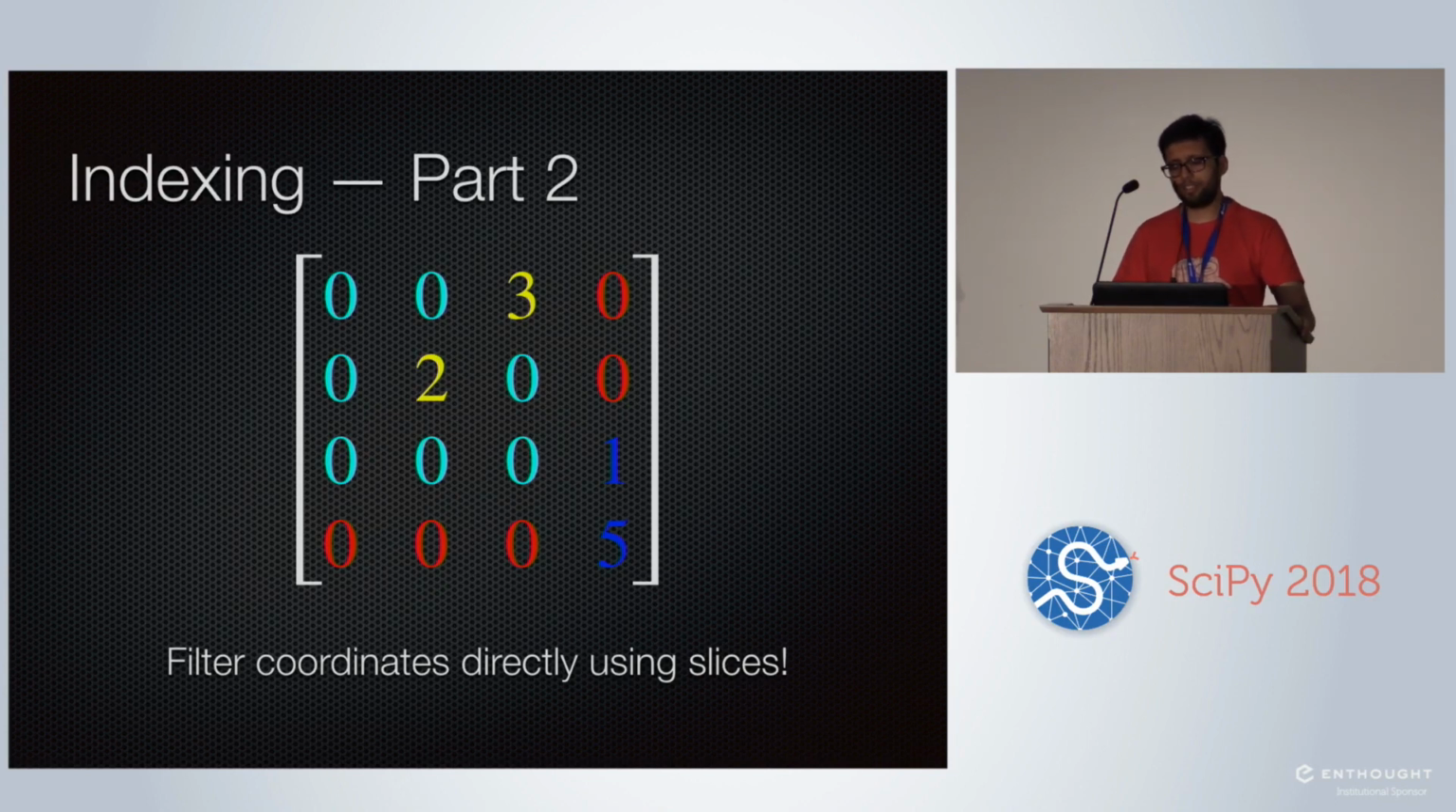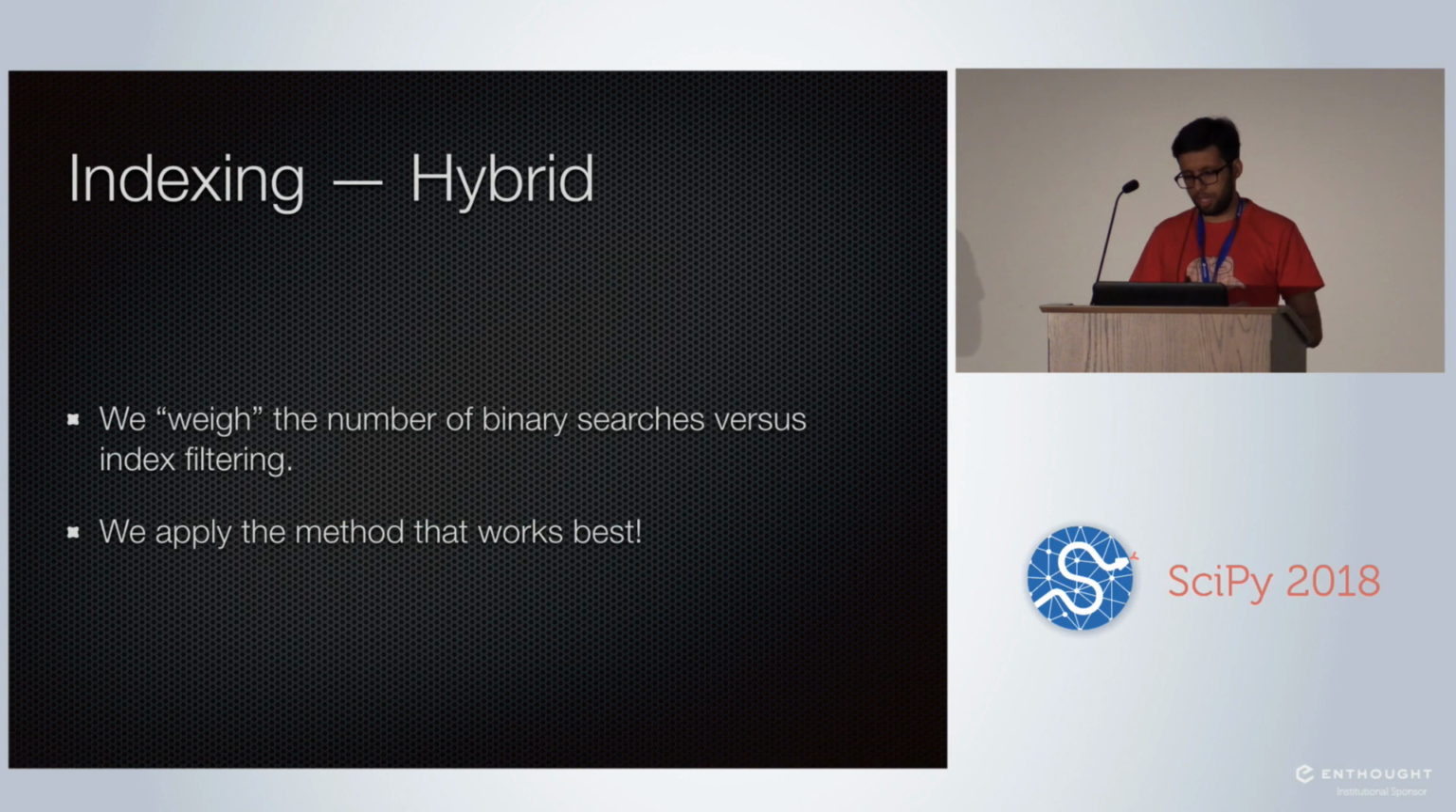So what you can actually do is directly filter out the coordinates. You can filter out by rows, that gets rid of the 5 there, and you could filter out by columns, which gets rid of the 1 here, and then you apply a simple transformation and you're back to a simple array, the elements that you want, and then you can calculate the new coordinates. So in practice, what we do is we follow a hybrid scheme where we weigh the number of expected binary searches versus the amount of elements which we'll have left and would have to filter. And whichever one is faster, we just pick that one and roll with it.